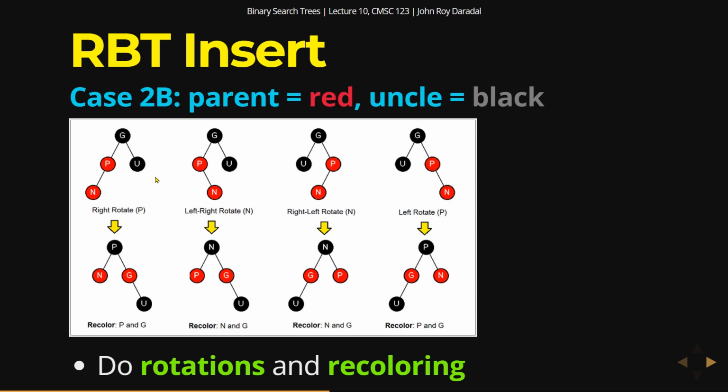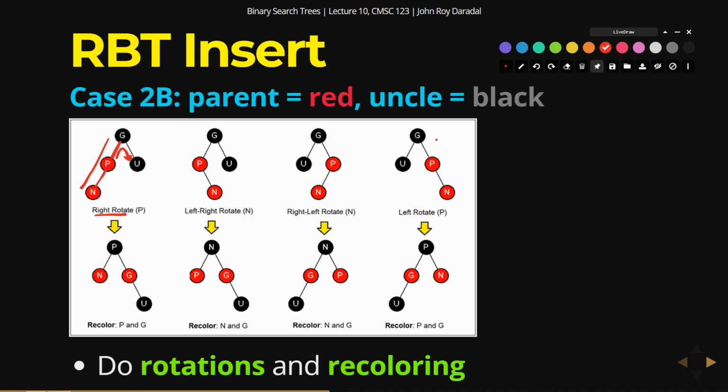Based on the pattern, if it's double left, so if it's a left parent and then a left new node, then we'll do a right rotate. So rotate P right here, so P is rotated once to the right to counter the left heaviness. If it's right heavy like this, so the parent is a right child and the new node is also a right child, so they're both in the same direction, which is right, then we'll do a single left rotate to counter the right heaviness.